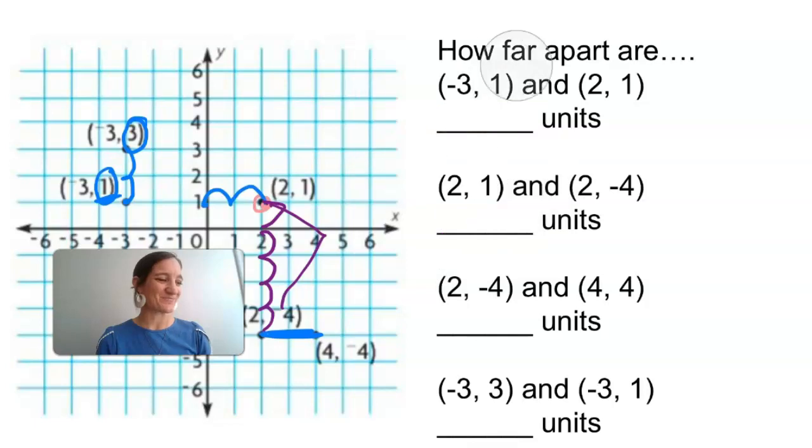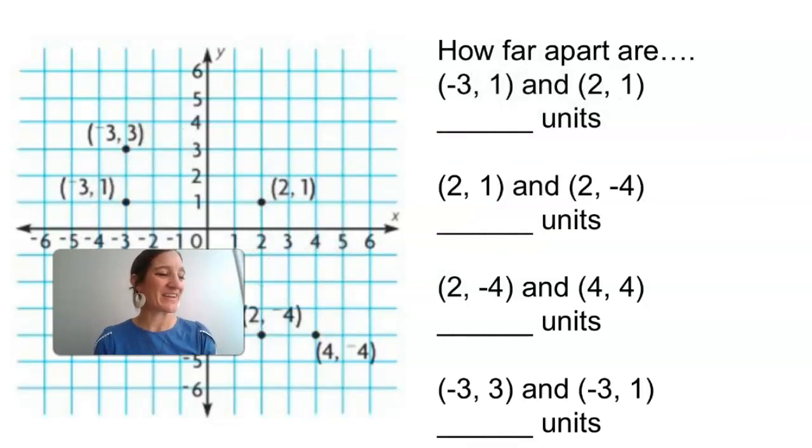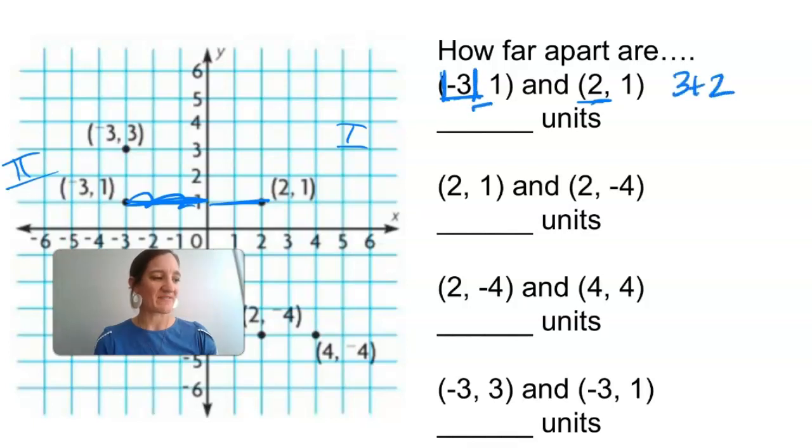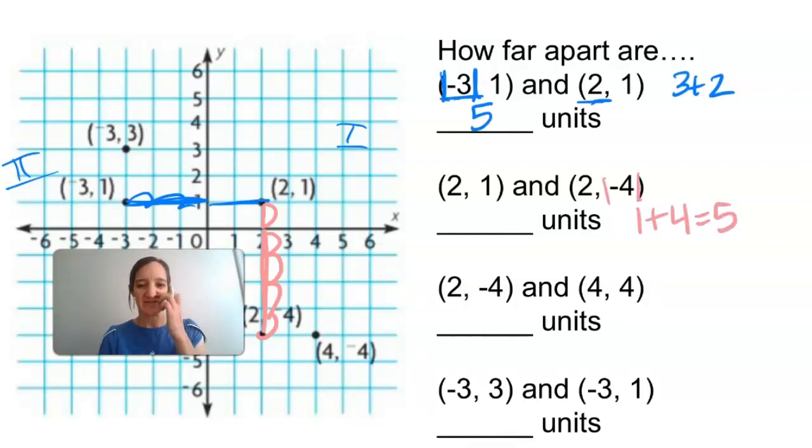Okay, here's the trick. If they are in different quadrants, so do you see how this is quadrant 2 and this is quadrant 1? That's why we added those two. We added the 3 and 2. And because we're talking about distance, we took the absolute value, didn't we? So it was actually 3 plus 2, and that gave us 5. And that was true with this one too. We had 2 different quadrants. The distance went over 2 quadrants. And so we added the 1 with the 4 and got 5, didn't we? So we used the absolute value there to make it a positive 4.